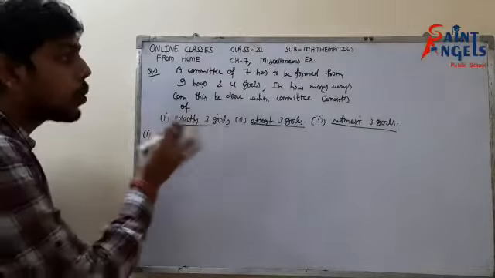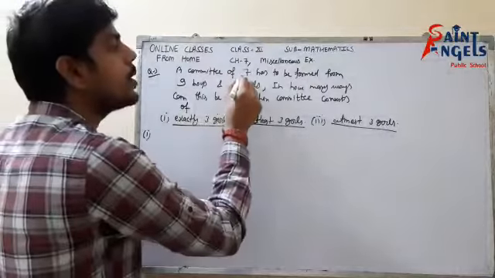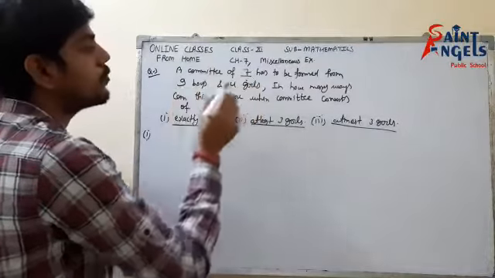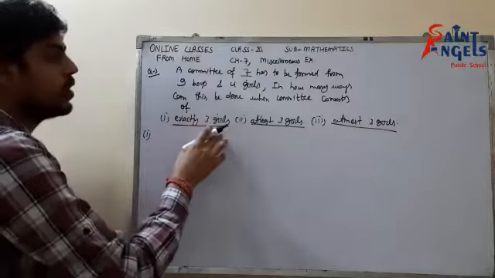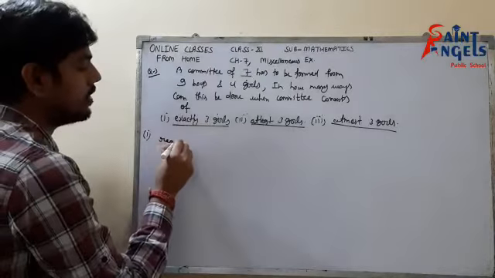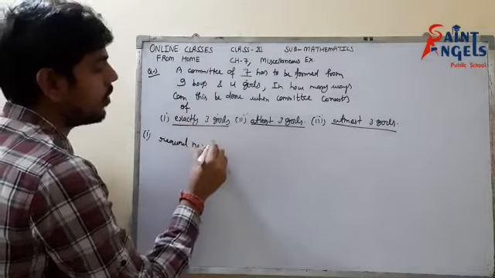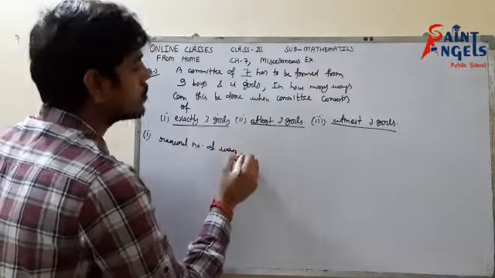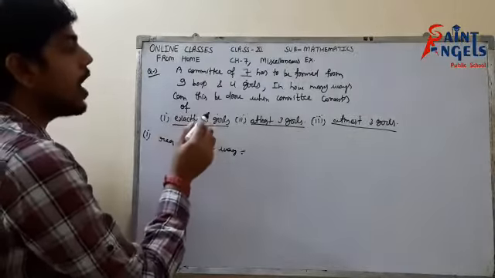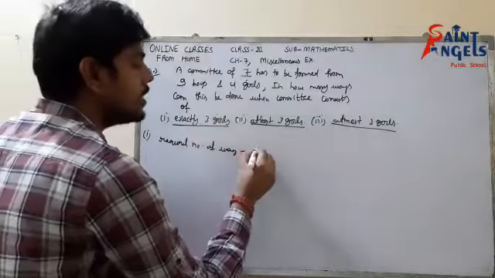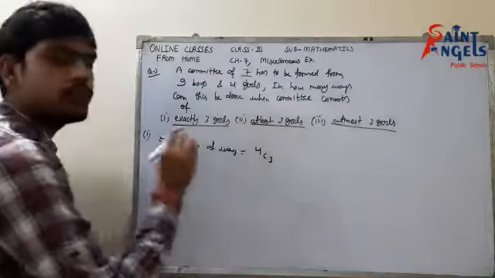Exactly 3 girls. So in totality we have to choose 7 people out of 9 boys and 4 girls. So there should be 3 girls. So the required number of ways would be equal to, first of all we have to choose 3 girls. So how many girls are there? 4 girls. So we can choose any 3 girls out of these 4 girls.